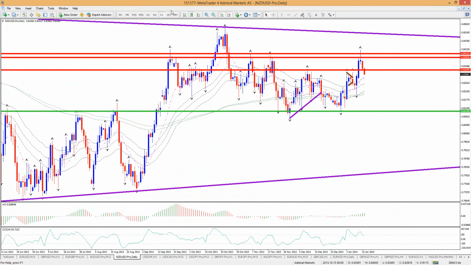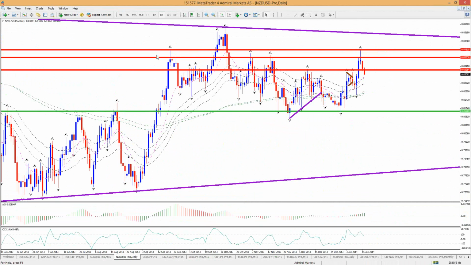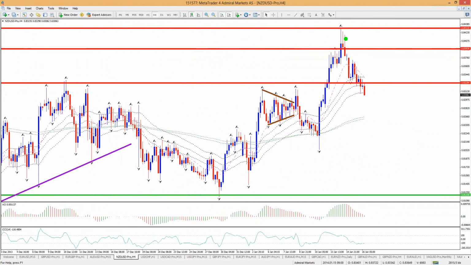Let's take a look at Kiwi. Kiwi, we talked about the fact that this is resistance and that most likely we will not break above that level. So that's what happened. We reversed here with a daily pin bar at that resistance zone. So I would see wicks here. That wouldn't be a bad idea if you're looking at this 4-hour chart.